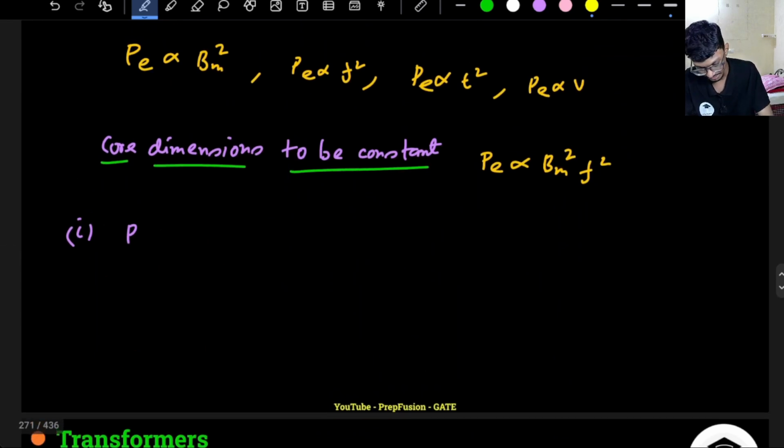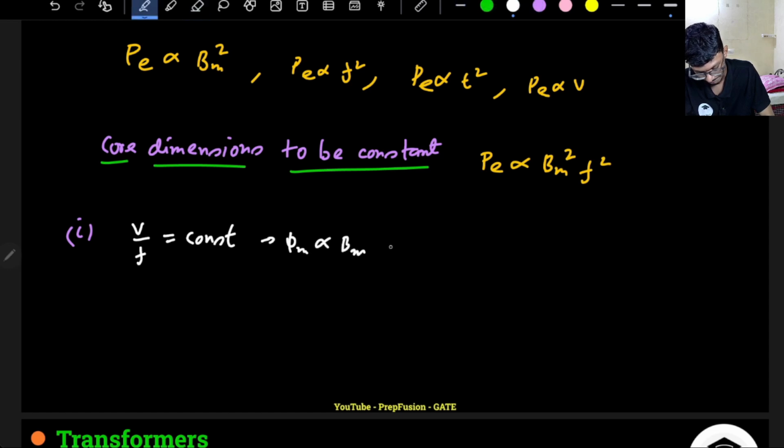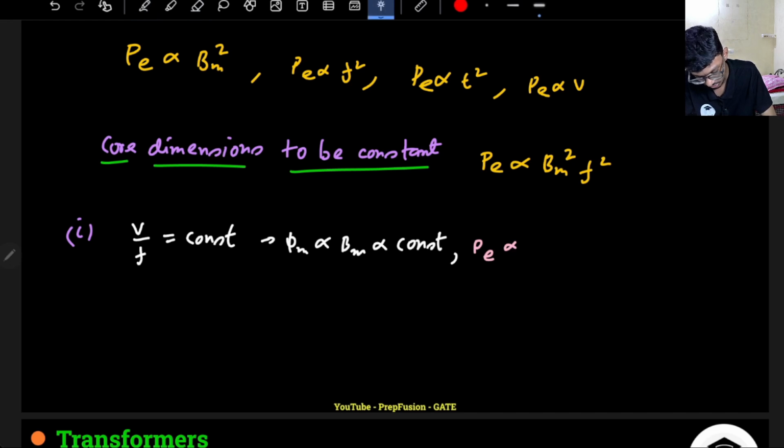Okay, now let's come to here. Again the same thing, right? If V by f is constant, that means it will not depend on the flux, because then phi m will be constant, that is, phi m proportional to Bm will be constant. So my PE will be proportional to f squared, as Bm is constant. So eddy current loss is only dependent on the frequency whole square.